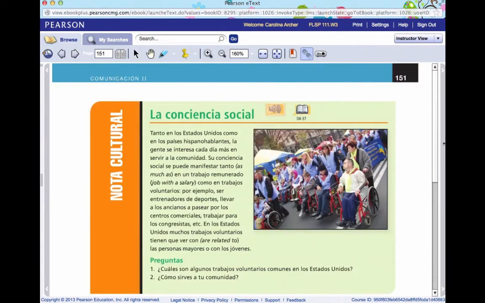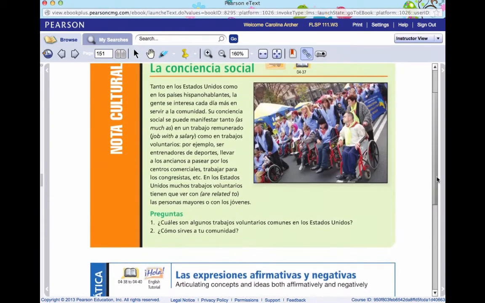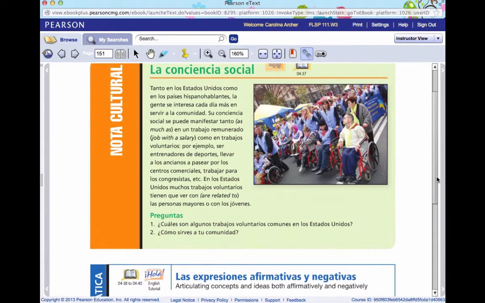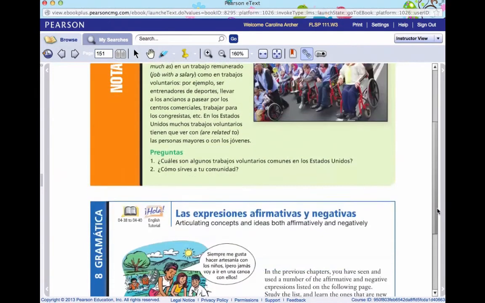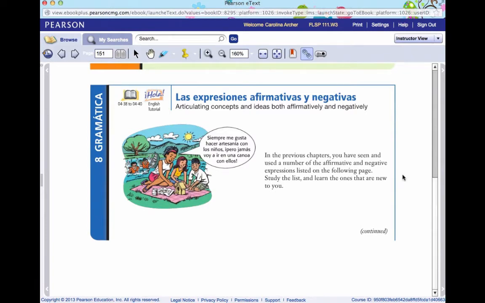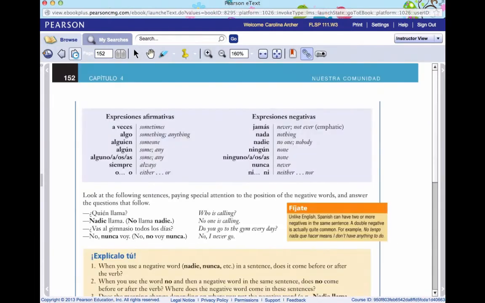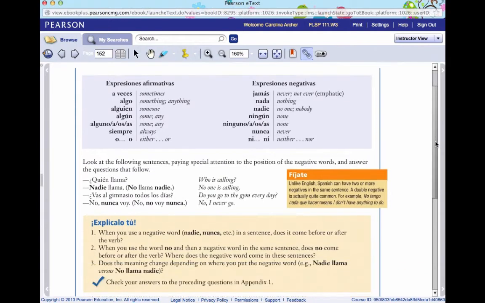And you have a cultural note, la conciencia social, and it usually talks about how different things are viewed in Spanish-speaking countries, and compare and contrast with the way that we view those things here in the States. Okay, so you're going to read that, and then we have las expresiones afirmativas y negativas, some words that we use to convey negative or affirmative ideas. Okay, and here are the words.